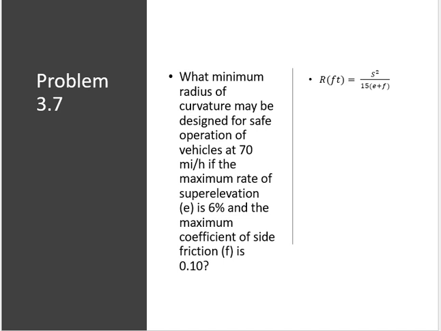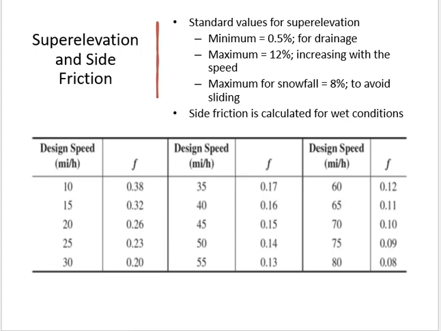We can assume. Do we need to assume? The answer is correct. But I don't need to assume because the coefficient of side friction comes from this table, and this table has speed. So speed is given. Even if I don't give you the coefficient of side friction, you will come to the table and find out the value. Clear? Everybody?